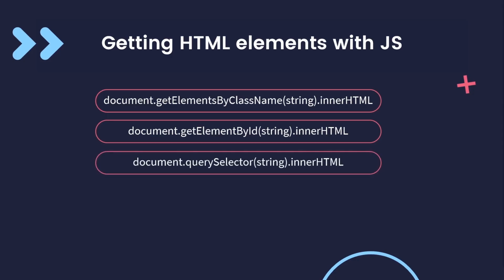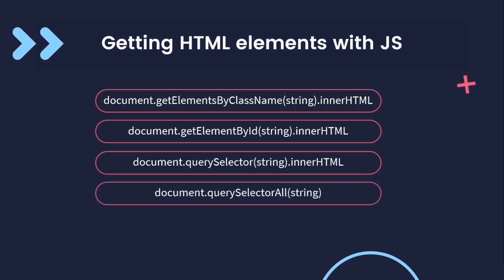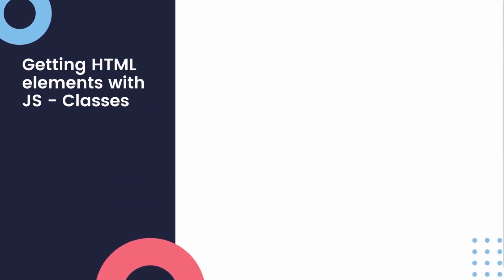Moving on, we've also got document.querySelector, which also takes in a string .innerHTML. And this is definitely one of the approaches we will be using to get our elements in HTML. And then lastly, document.querySelectorAll, which takes in a string parameter. Okay, now throughout this lesson, we'll be referencing the last two and we'll be working quite extensively with these two methods. So let's take a look at the first example of querySelector.